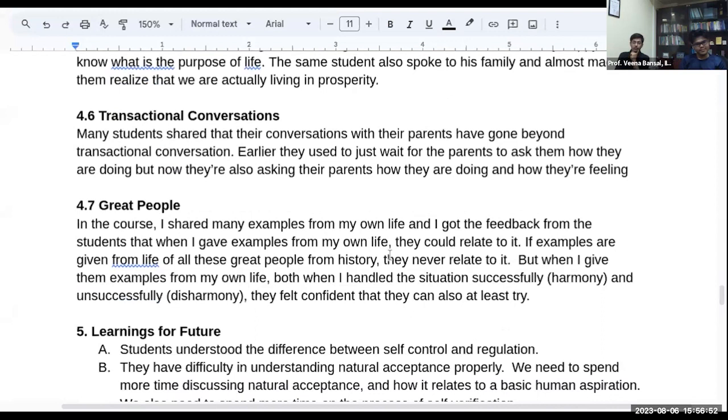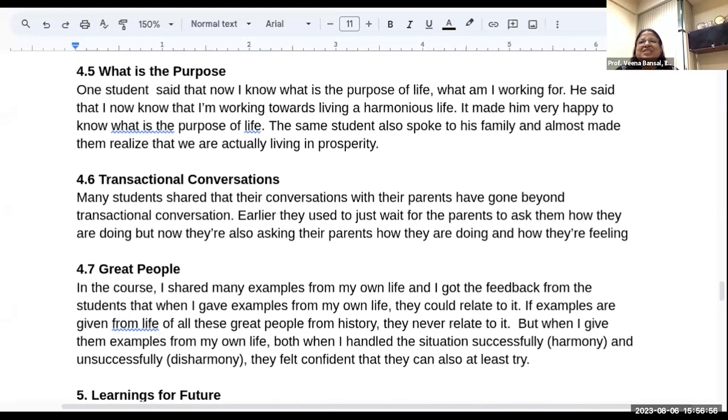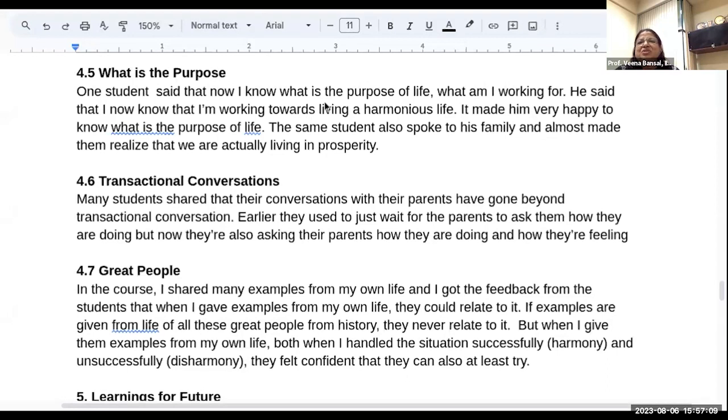There was another student who shared that now he has found the purpose of life, which is to live a harmonious life and understand harmony. He felt very happy, and he's also been able to talk to his family. Some students shared that their conversations with their families have gone beyond transactional conversation. Now when they call their parents, they are having a real conversation. The children, the girls and the boys, ask their parents how they are doing, rather than just telling their parents how the students are doing.